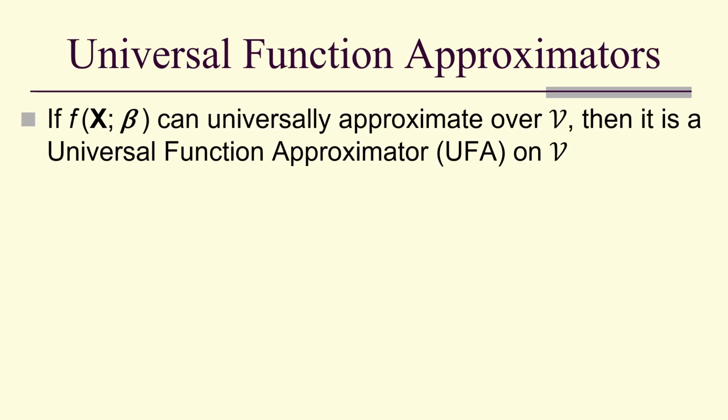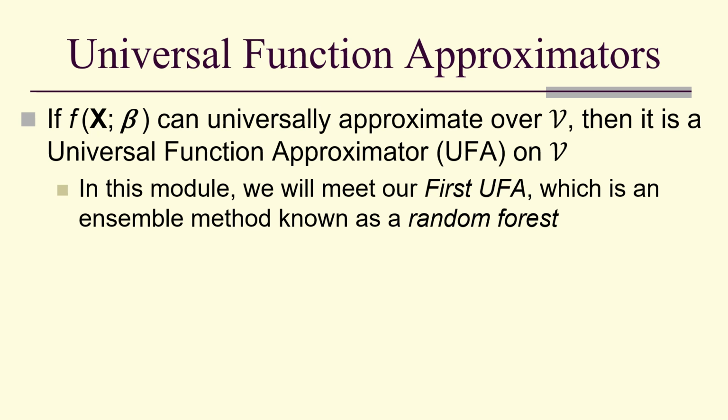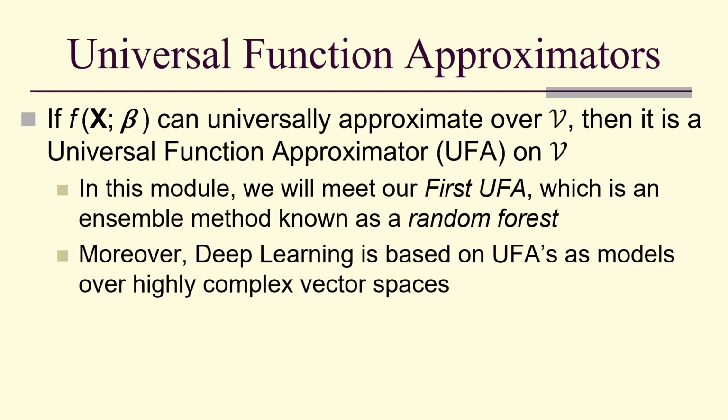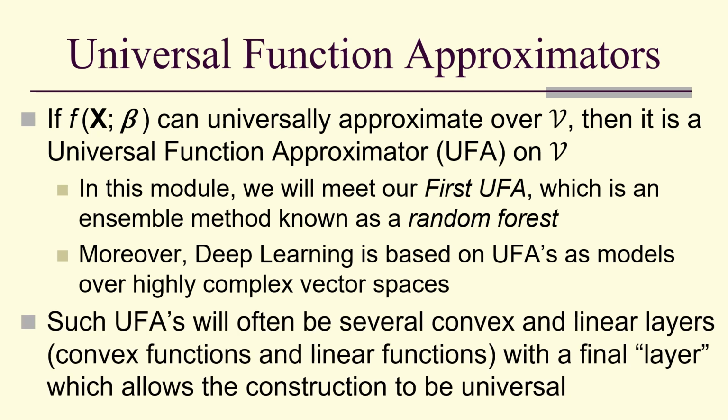So if we have a model with parameters beta that can universally approximate over script V vector space, then it's called a universal function approximator, UFA, on that script V vector space. In this module, we will actually meet our first universal function approximator, which is an ensemble method known as a random forest. And deep learning is based on UFAs as models over highly complex vector spaces. And such UFAs will often be several convex and linear layers, convex functions and linear functions, with a final layer, which allows the construction to be universal.